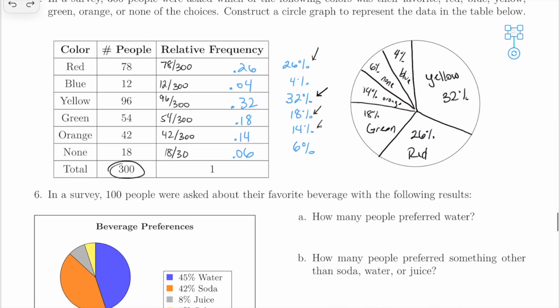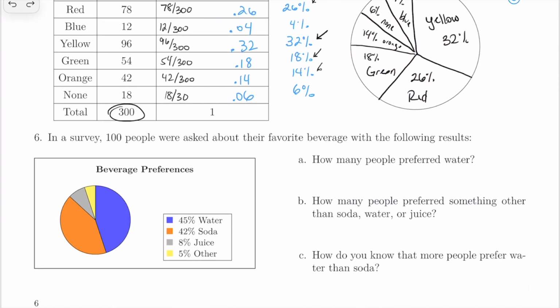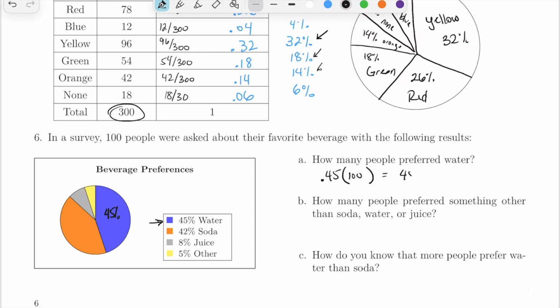All right, let's go down and start looking at this pie chart. Here's one where 100 people were surveyed about their favorite beverage. How many people preferred water? Well, when we look at our pie chart, it's tough to tell whether water or soda is more. But because we have our little key here that tells us this is 45%, when we want to know how many people, I will take 45% or 0.45 times the number of people that were surveyed. So 45% times 100 is 45 people.